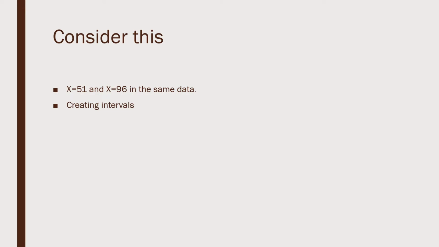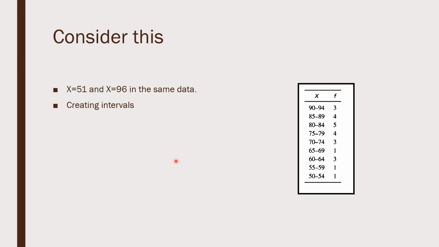Let's consider this for an example. Let's consider a data set where the minimum score that's present in the data set is 51 and the maximum score that's present in the data set. So minimum score is 51 and the maximum score is 96. Now how do we create class intervals for this? So the class intervals would look something like this, right? So 50 to 54. So 51 would be somewhere there.